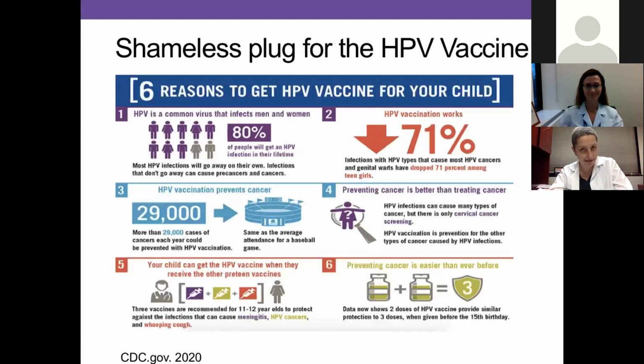This is a shameless plug for the HPV vaccine. This is another CDC graphic. It reiterates most of what I just said, but it's a great reminder. It really does work in preventing HPV infections, and it really works at preventing subsequent formation of cervical cancer. And so when it comes to discussing cervical cancer, we really need to stress this vaccine as part of that.